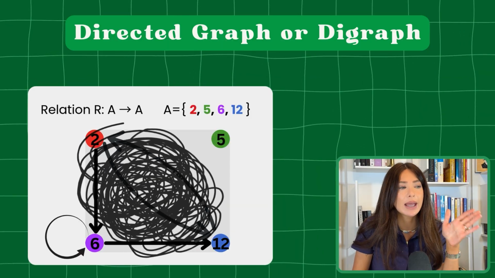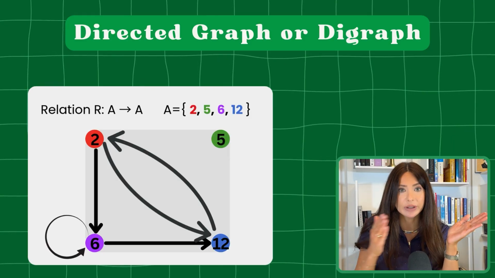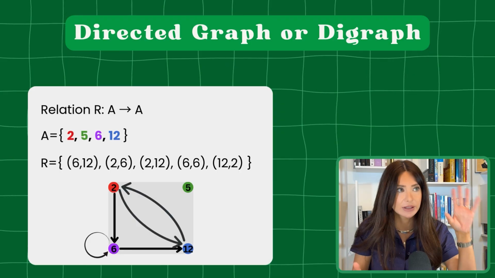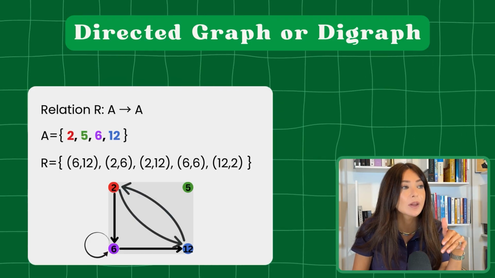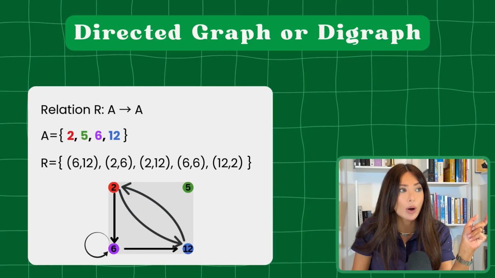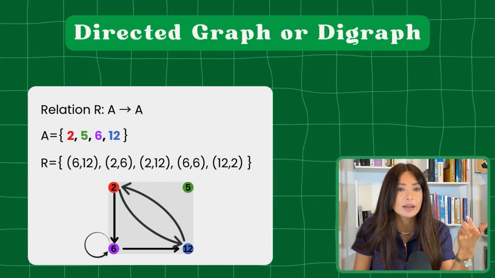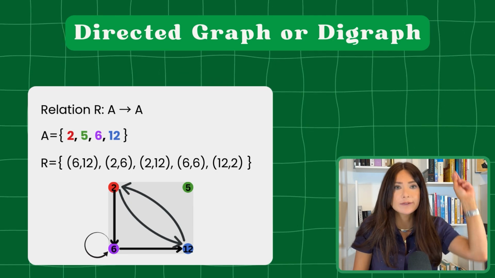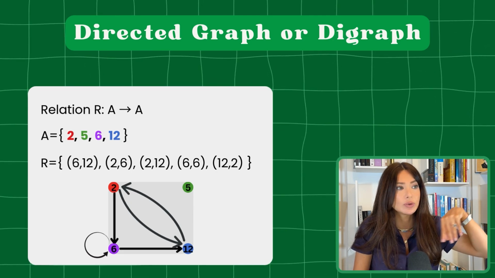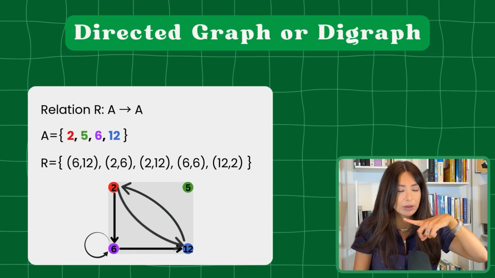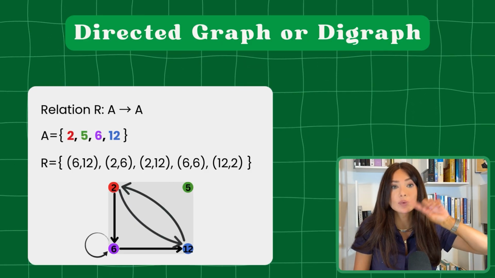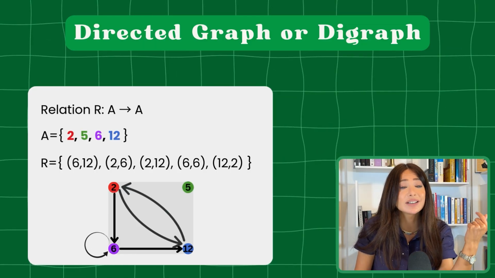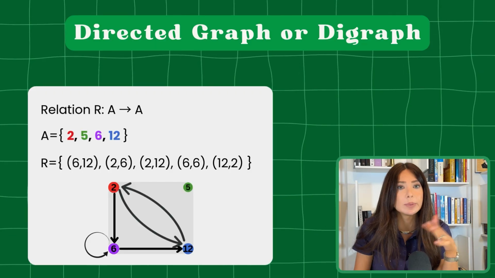So here I have a relation, and the first entries, or domains, are going to be from A, and the second entries are also going to be from A, because that's what a digraph is used for, from A to A. And I have 6, 12, and that's the bottom line. That's the first element in the relation, the line going from 6 to 12. Then we have 2 to 6. Then we have 2 to 12. That's the bottom arc. Then 6 to 6, which is the loop from 6 to itself. And then 12 to 2. Notice that there's no arrow around 5, because 5 didn't participate in the relation.